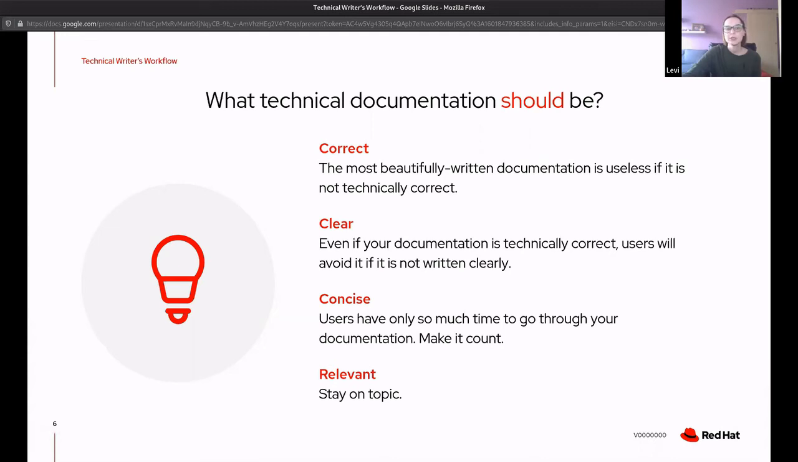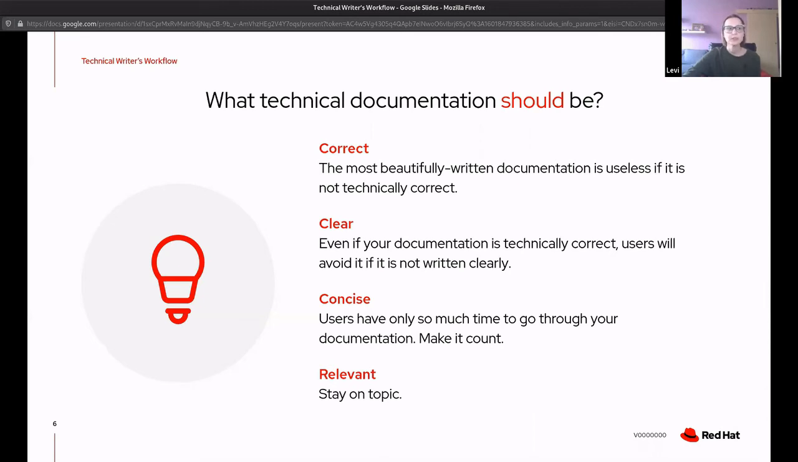Concise documentation is really important for technical writing, because a lot of the time we don't realize under which circumstances our customers are reading our documentation. We can never assume that they are reading that in a sterile environment with no screaming kids, no boss hanging behind their shoulder. So making it concise and straight to the point is really important.